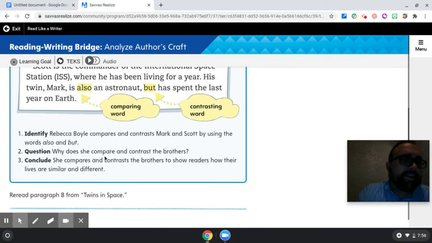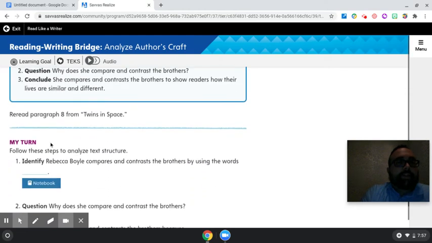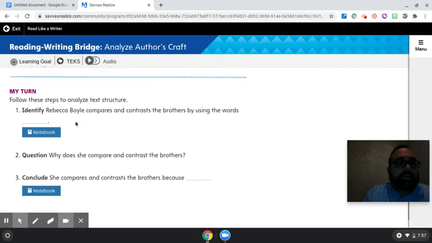Kind of cool. So your task is to identify how Rebecca Boyle compares and contrasts Mark and Scott by using the words also and but. 2. Question, why does she compare and contrast the brothers? That might be interesting. 3. Conclude. She compares and contrasts the brothers to show readers how their lives are similar and different.